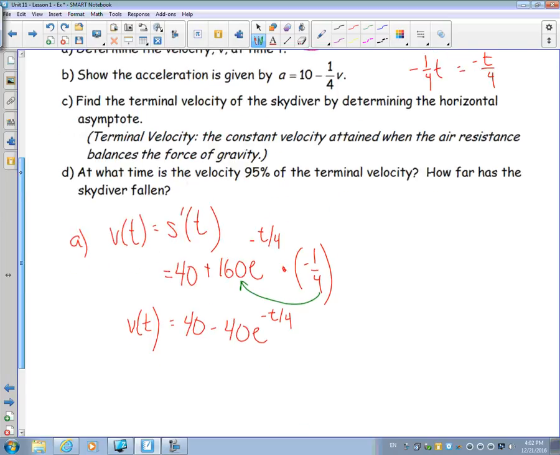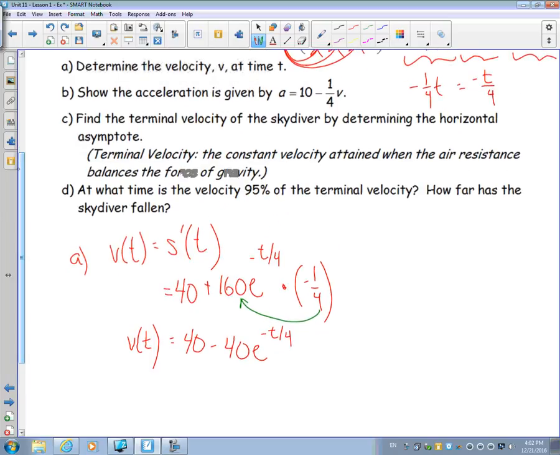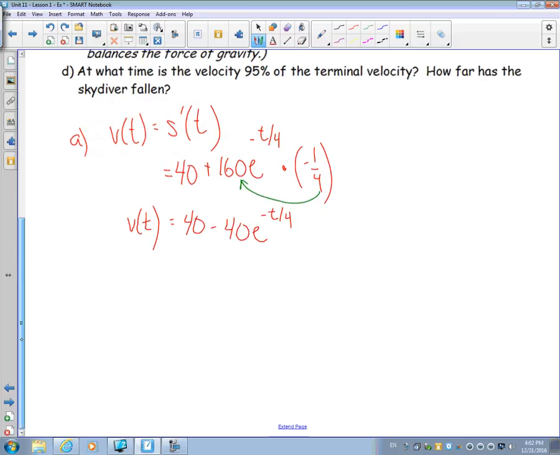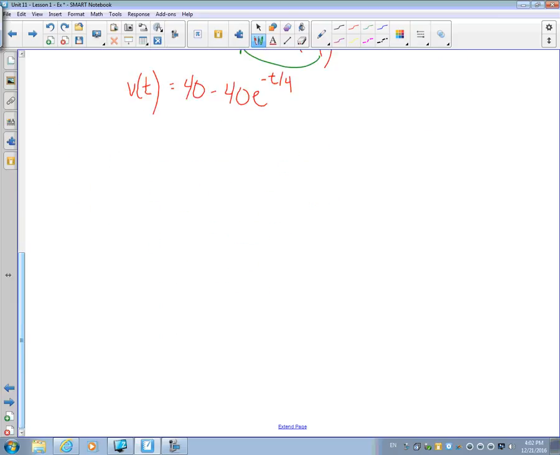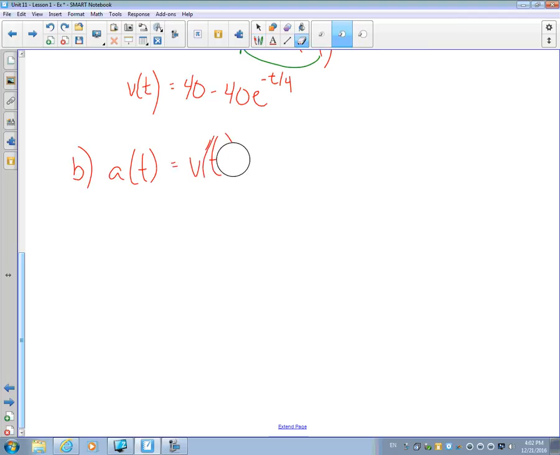Okay, part B. What do we have to do in part B? Show that the acceleration is given by 10 minus 1/4 v. Acceleration. What do we know about acceleration? Well, we know acceleration is the derivative of velocity. Oops, that's all messy there. I'll fix that. So let's find the derivative of velocity.